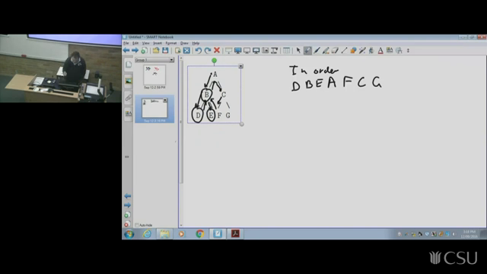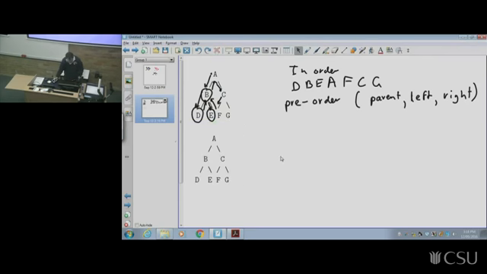So we can do other ones. Pre-order is another way of traversing it. That's basically doing the parent first, then the left, then the right. So pre-order is a common search technique.